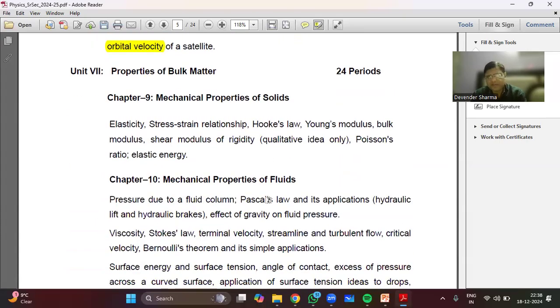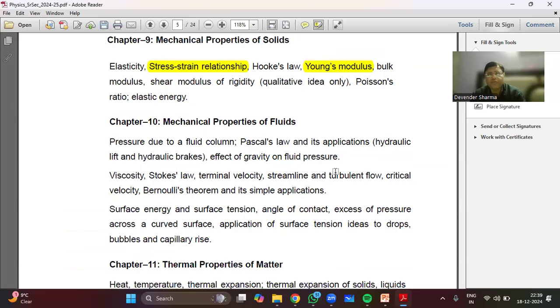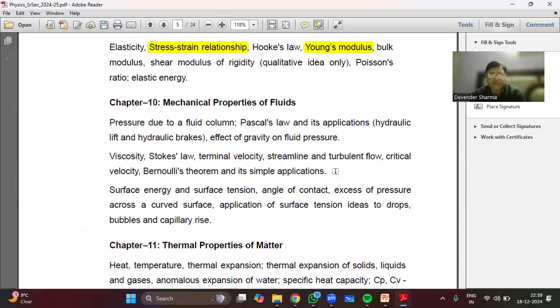Moving on to the bulk properties here. The first part is about solids, where the stress-strain relationship, that curve, is very, very important, I should say. And numericals on Young's modulus, because Young's modulus and shear modulus have the same formula. So the numericals will be on Young's modulus. But I'll not talk about it so much because that is simple.